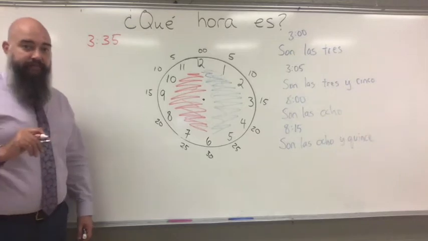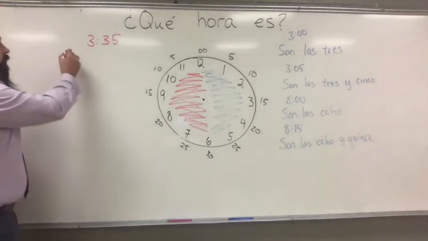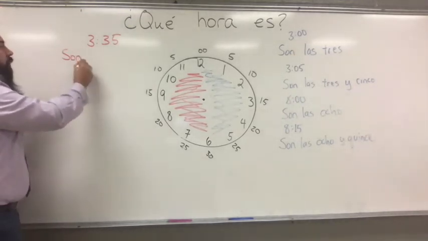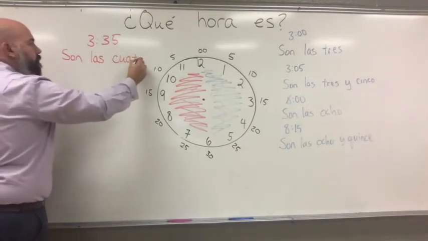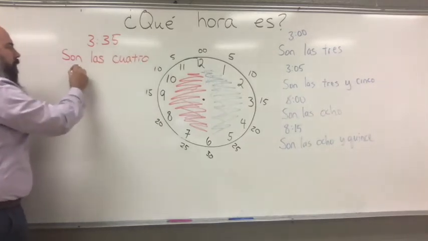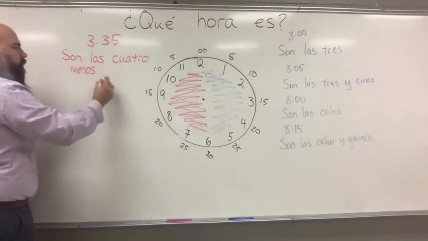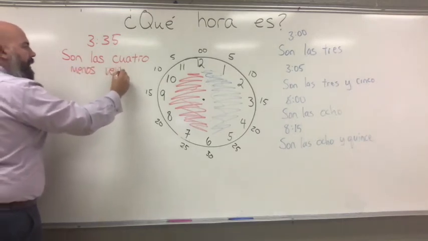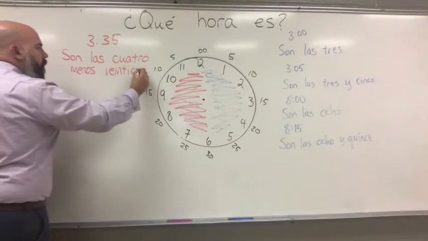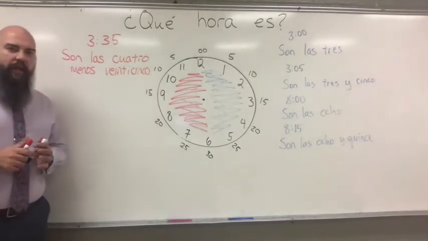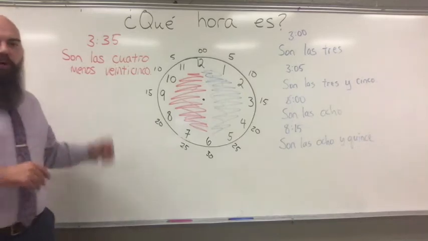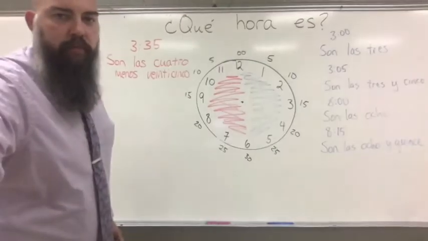Traditionally speaking, this is how you write it. Son las 4, ran out of room, menos 25. So, what has happened here? Son las 4 menos 25.